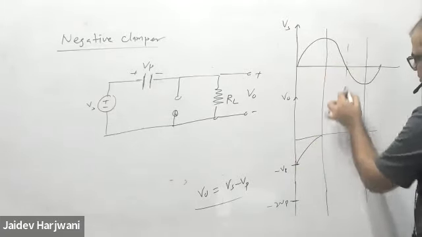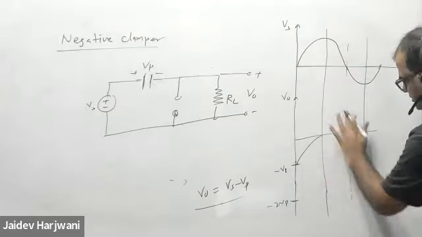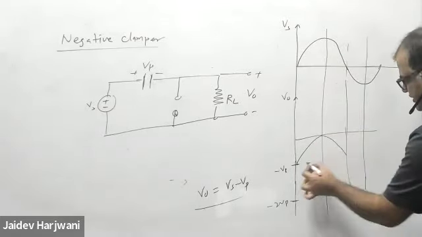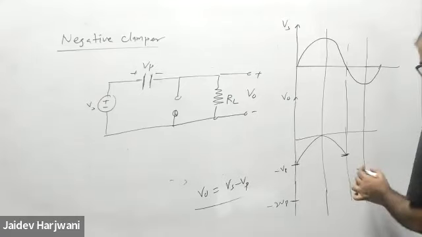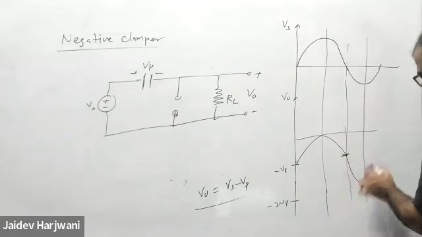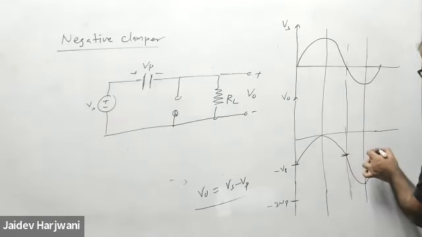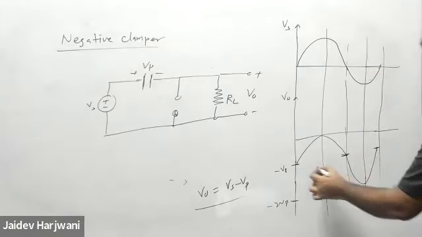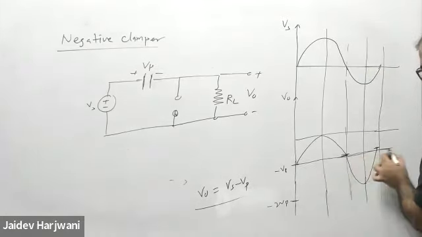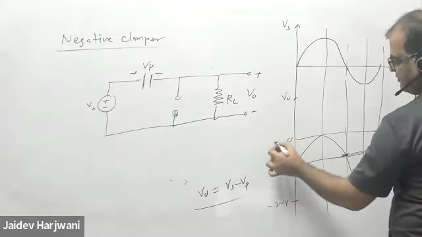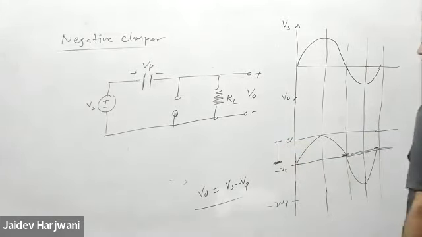So when this is Vp, it is 0. It comes back to this level, and when it is minus, it goes to here. It comes back to here, and then it continues like this. So now the level is shifted to minus Vp. Earlier it was there, it has come down by minus Vp. So this is your negative clamper.